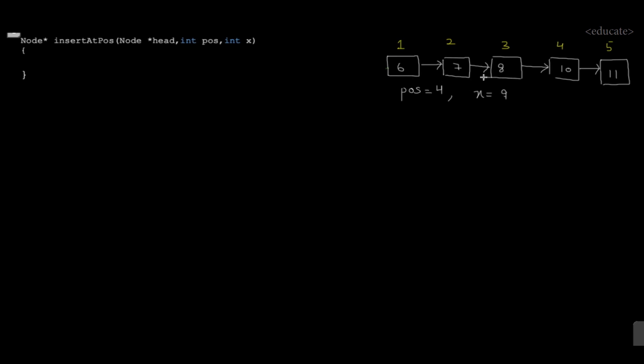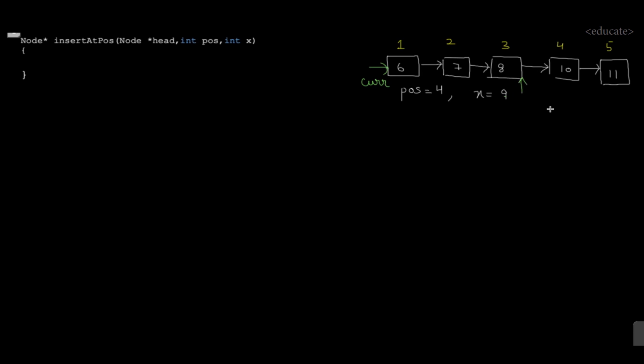You can simply run a loop. Now the question arises, how many times will you run the loop? Your current is initially pointing to the head of the linked list and you want to come to position 3. So in this case, you have to run the loop 2 times. So basically it is position minus 2 times. After running the loop for position minus 2 times, you can reach the current node 8, and finally you can insert the new node and link it with 8's next.